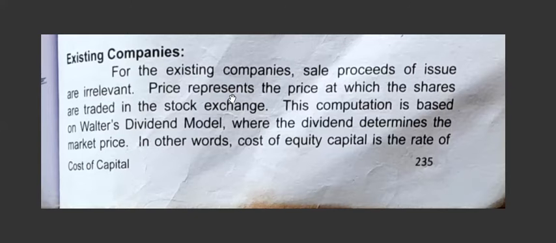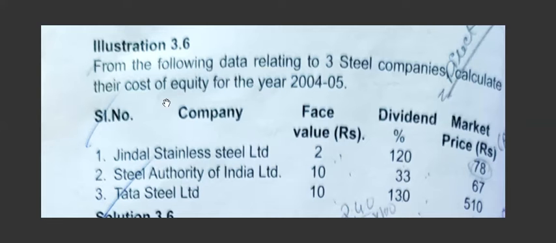Existing companies means the company is already listed in the market. So when the company is listed in the market, there will be a market price. Okay, so P will be given, market price will be given in the problem. That is called an existing company. So we will go through the problem under the existing company, that is, when the market price is given. See here, the information: there are 3 steel companies, face value is given, then dividend is given, then market price is given. Okay, so you have to calculate cost of equity.